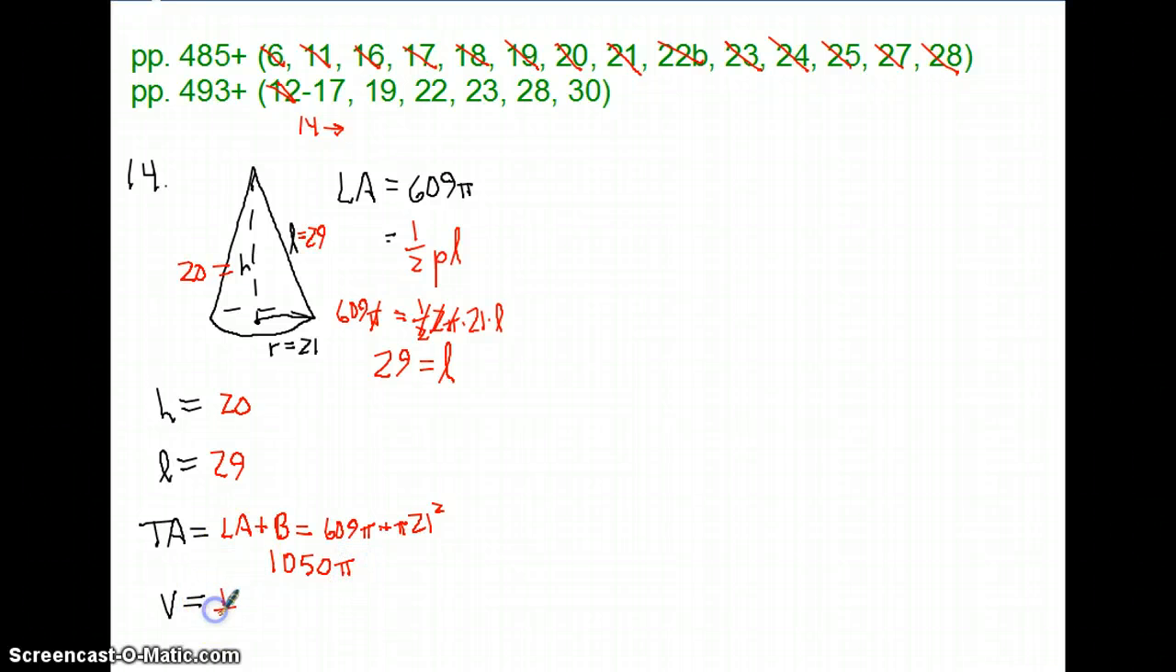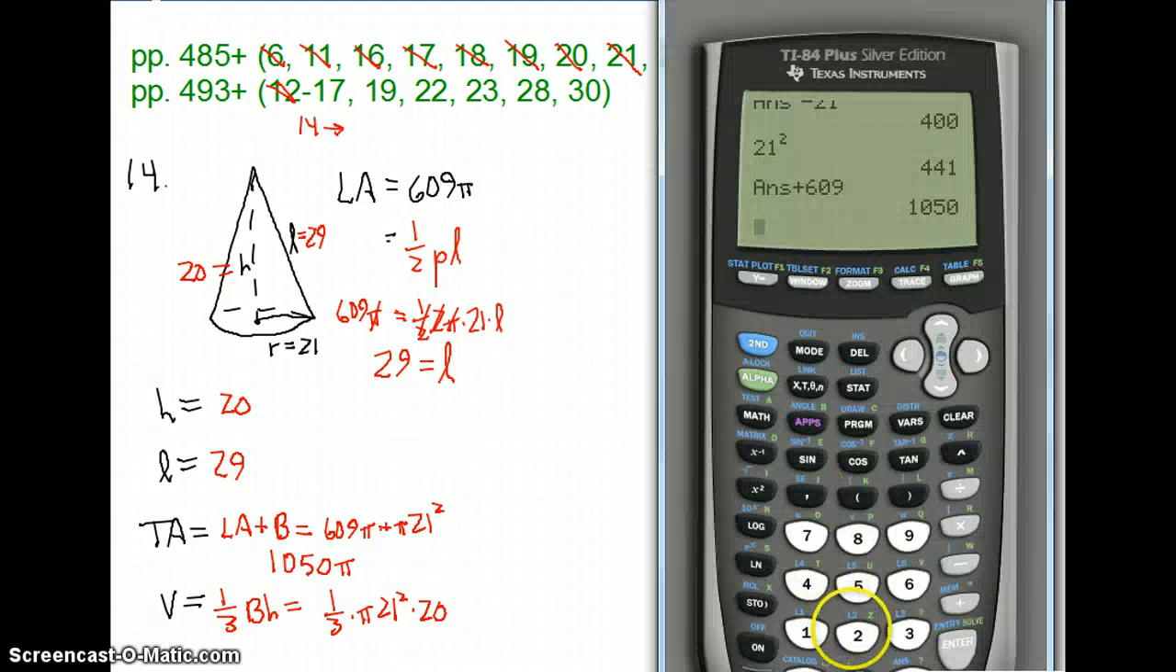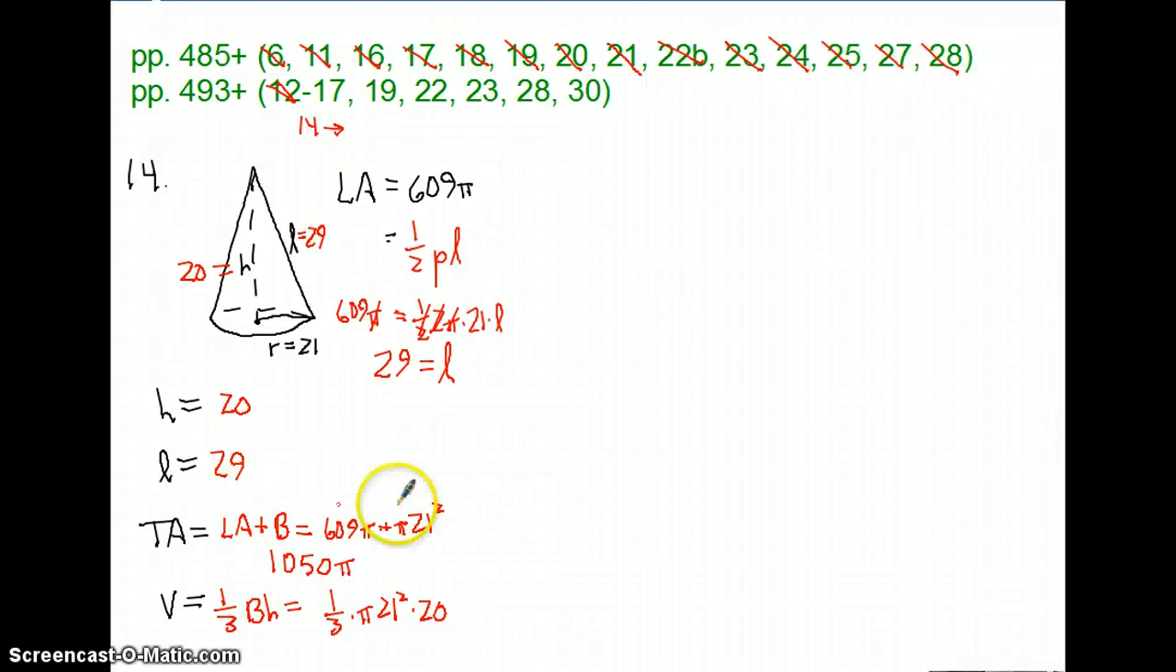And this is 1/3 times the area of the base times the height. I have all the ingredients for this. 1/3 times pi r squared times the height. Big numbers. 21 squared times 20 divided by 3, 2940.